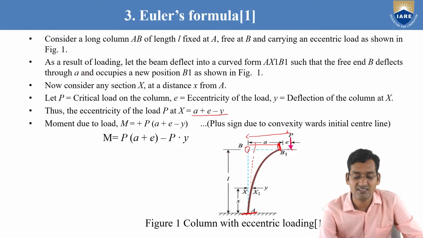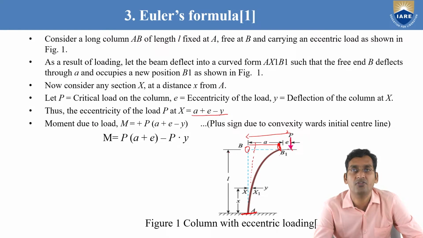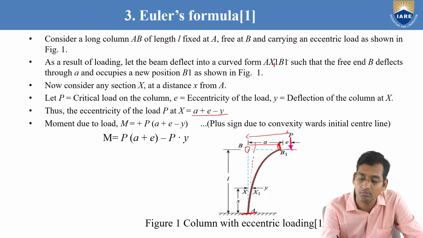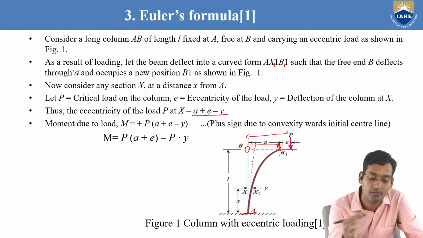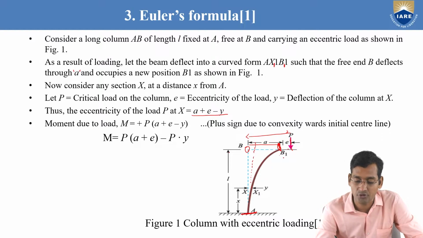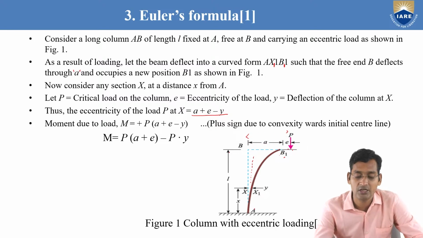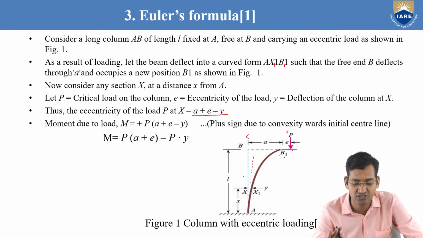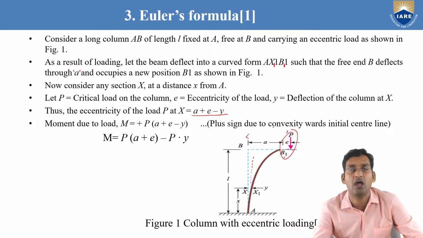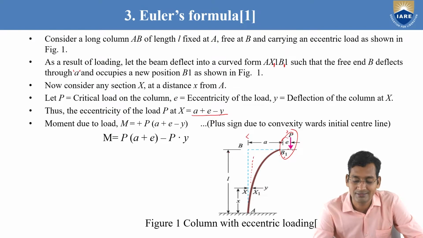As a result of loading, let the beam deflect into a curve from A, X1, B1, such that the free end B deflects through a, that is the distance, and occupies a new position B1, as shown in the figure. Now consider any section x at a small distance x. Everything is the same; just this extra term you have to add from the Euler case that we already derived, with one end fixed and the other free. In the same condition, you just have to add this moment term.